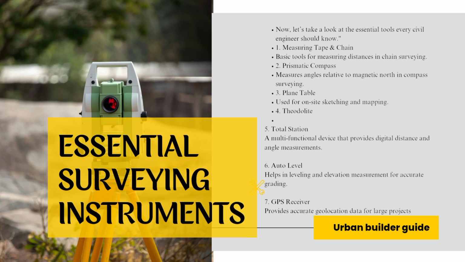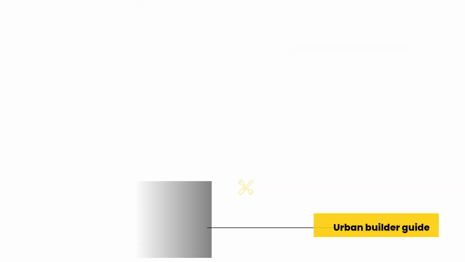2. Prismatic compass measures angles relative to magnetic north in compass surveying. 3. Plane table used for on-site sketching and mapping. 4. Theodolite measures precise angles for alignment and layout. 5. Total station, a multifunctional device that provides digital distance and angle measurements. 6. Auto level helps in leveling and elevation measurement for accurate grading. 7. GPS receiver provides accurate geolocation data for large projects.